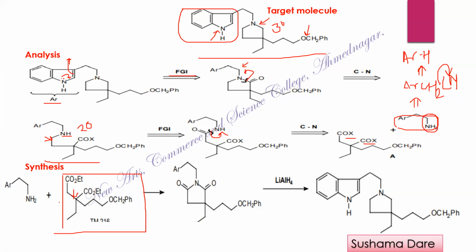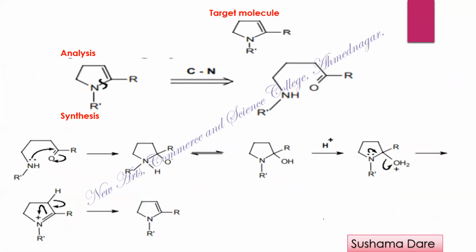Now, after doing a reaction with this, cyclization takes place. Then we have to reduce the carbonyl group to CH2. For that we have to use lithium aluminum hydride, and that gives the target molecule. Now this is the new target molecule.